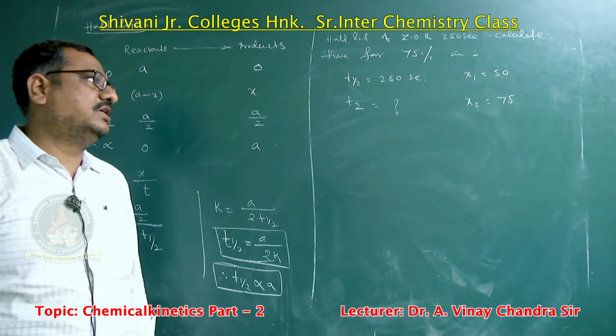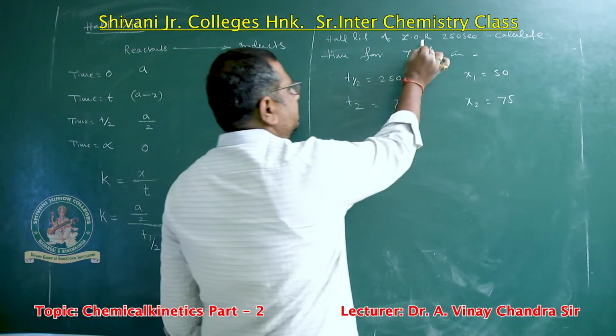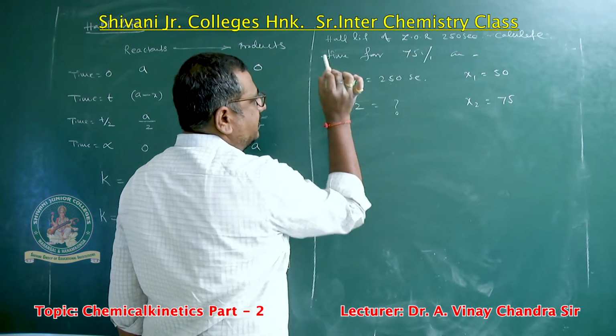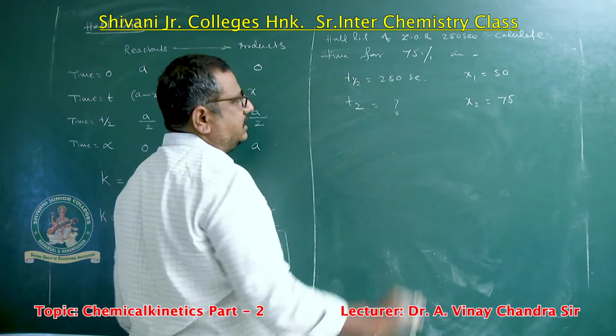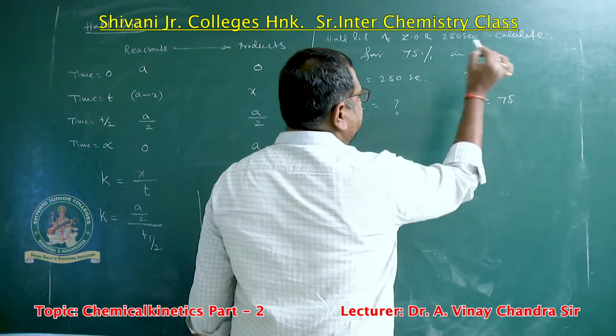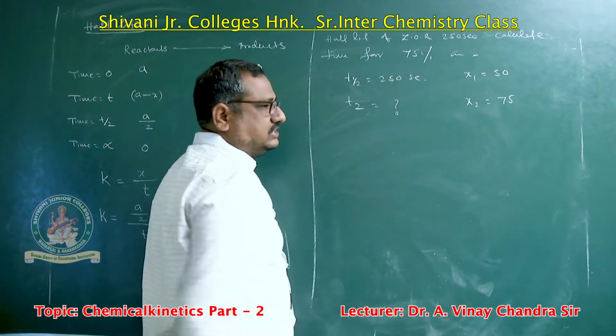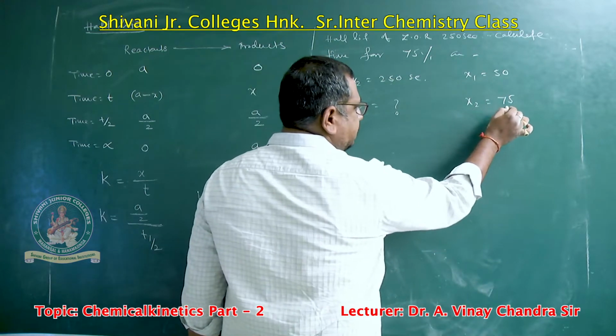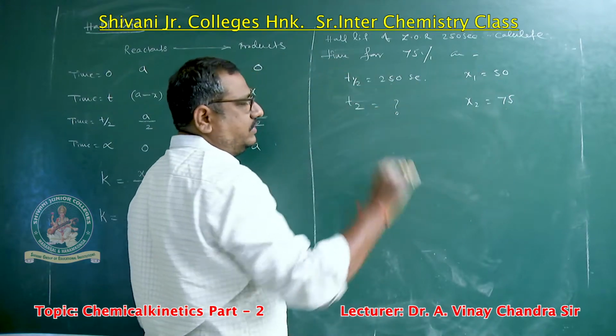75% is completed. According to the problem, for the zero order reaction, 250 seconds is the T half condition. T1 is 250, X1 is 50. In this condition, 50% of the reaction is completed. If the reaction is 75% complete, how much time will it take?